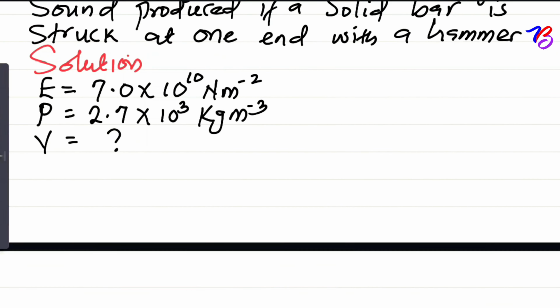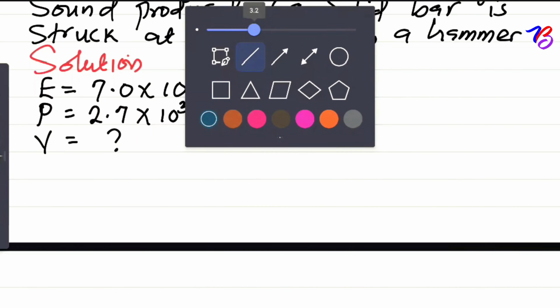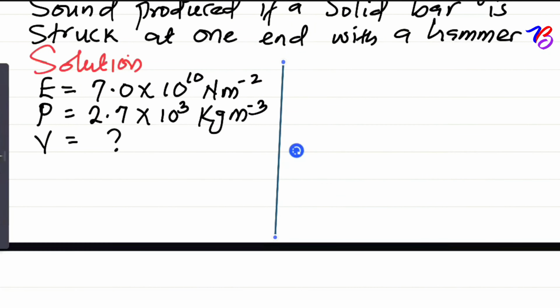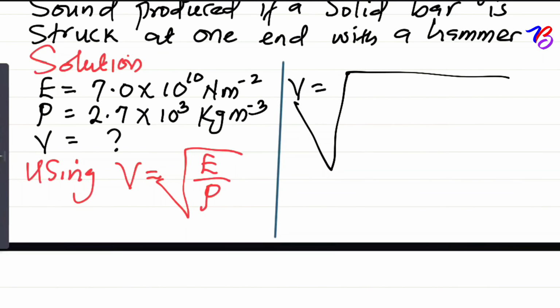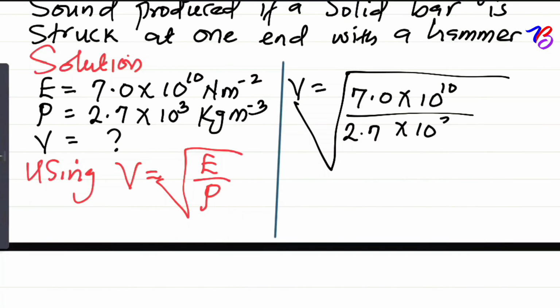What formula are we going to use here? The formula that we've proven above. So we know that V is equal to the square root of Young modulus over density. We now have, by substitution, V is equal to the square root of 7.0 times 10 raised by 10, all divided by 2.7 times 10 raised by 3.